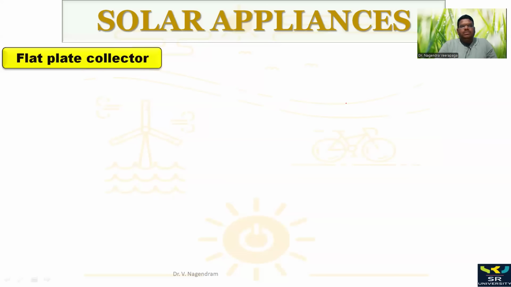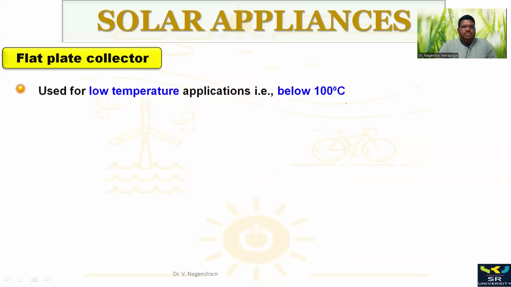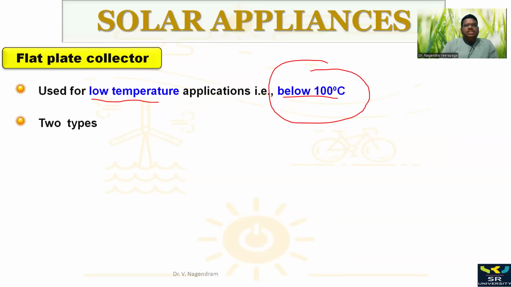Now moving to the flat plate collectors. As I mentioned, based on the temperature we classify them. These flat plate collectors are used for low temperature applications, generally below 100 degrees centigrade. Whenever we use flat plate collectors, the maximum temperature we can attain is 100 degrees centigrade only.